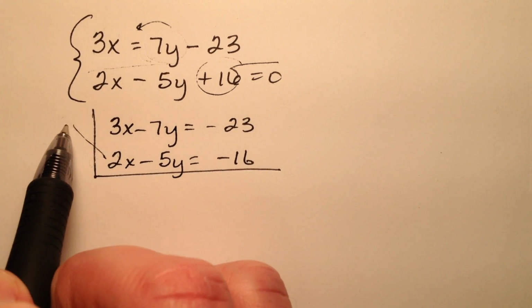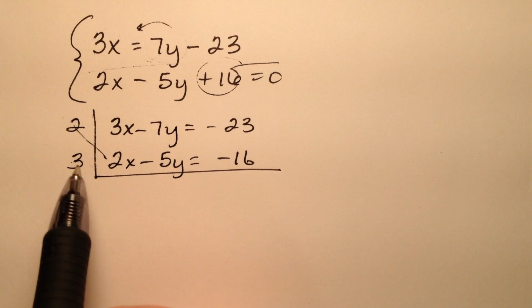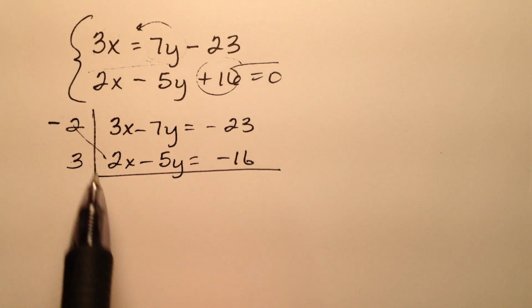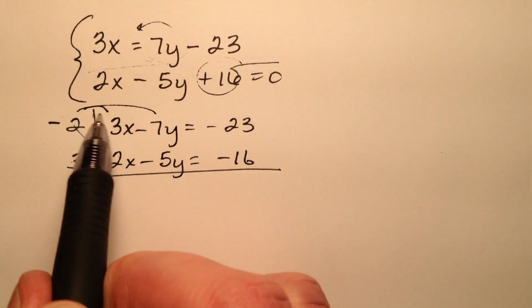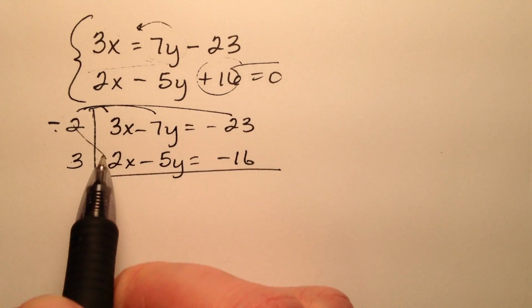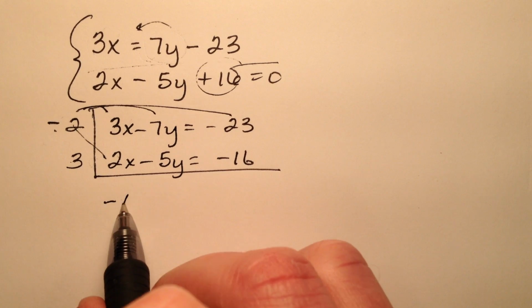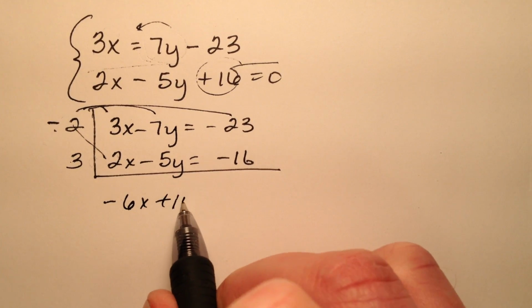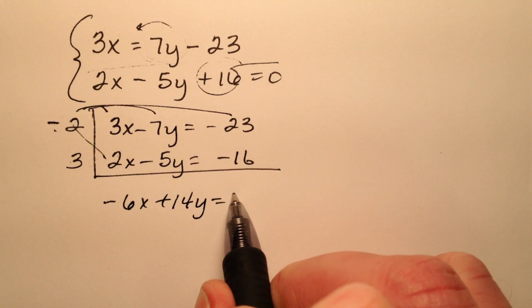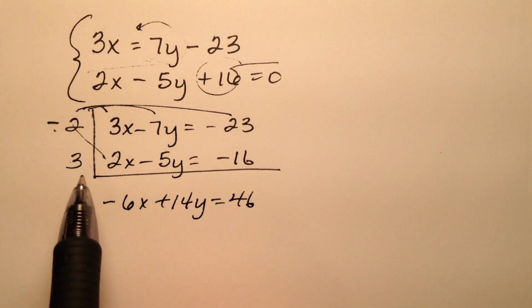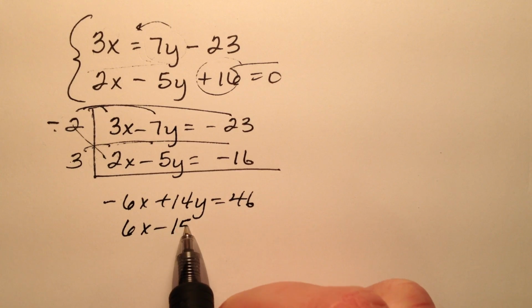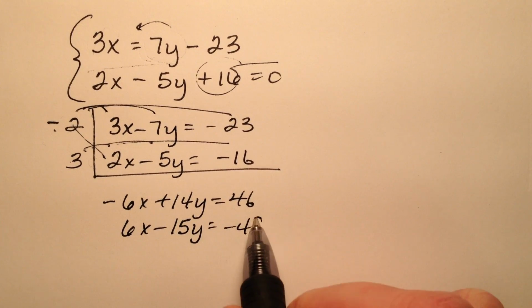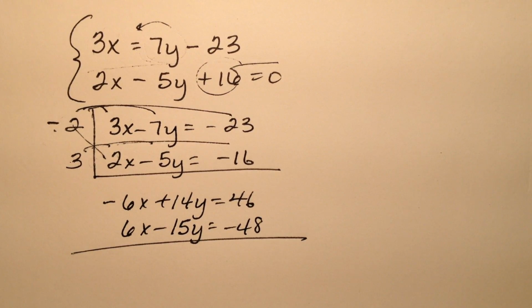So let's bring the 2 up here, and the 3 down here. Let's go ahead and make that 2 negative. So when I distribute through here, the negative 2 is going to end up being a negative 6x plus 14y equals positive 46. And the 3 will be a 6x minus 15y equals negative 48.